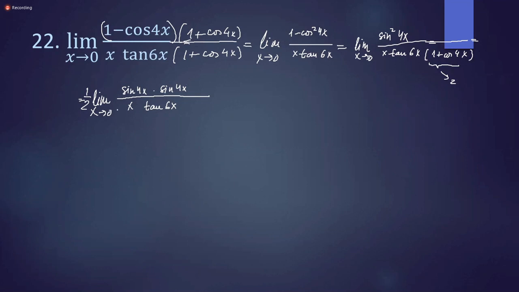So I am taking this outside, and now let's remember what we did in this case. To get sine of 4x, I can divide by 4 and multiply by 4, which means this limit is already 1. So 1/2 times this limit is already 1. Now, for sine 4x, this one, I need 4x, but that means I also have to multiply by 4x.